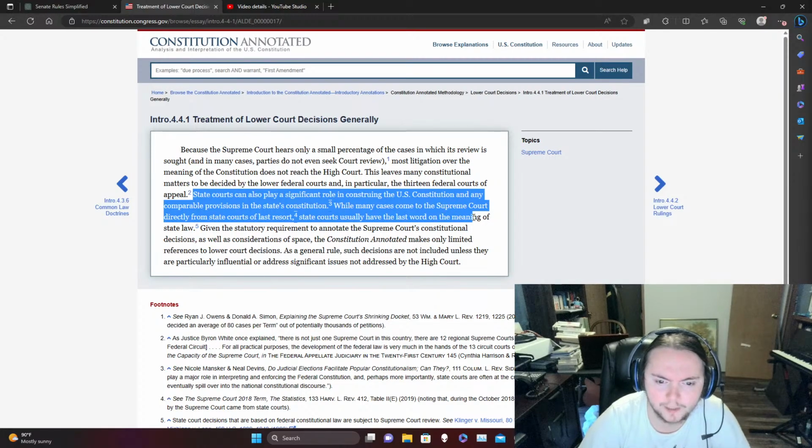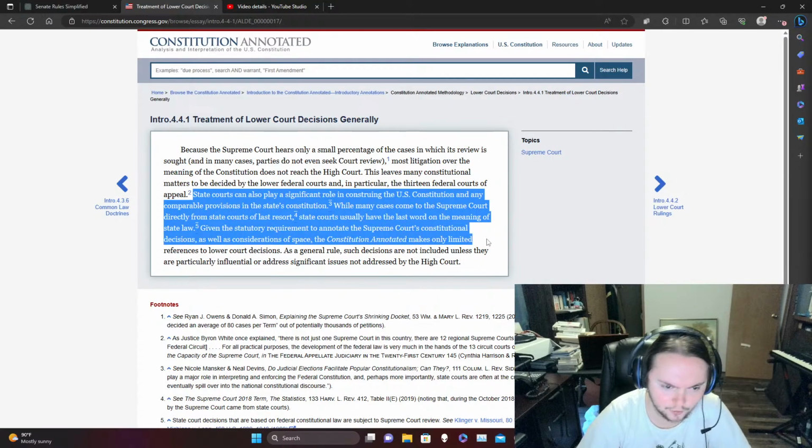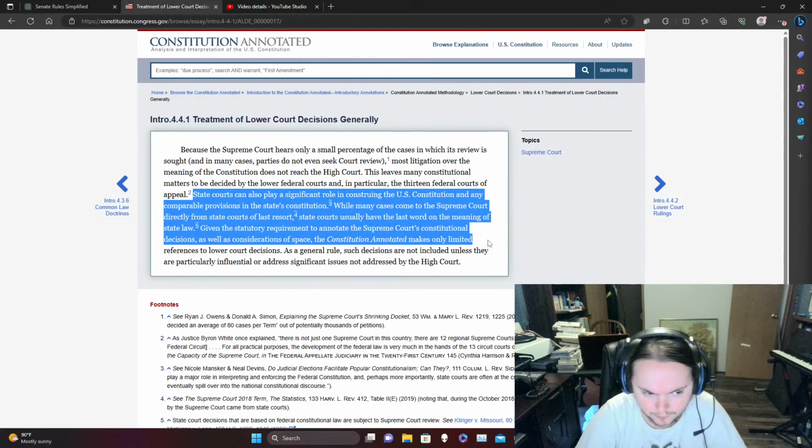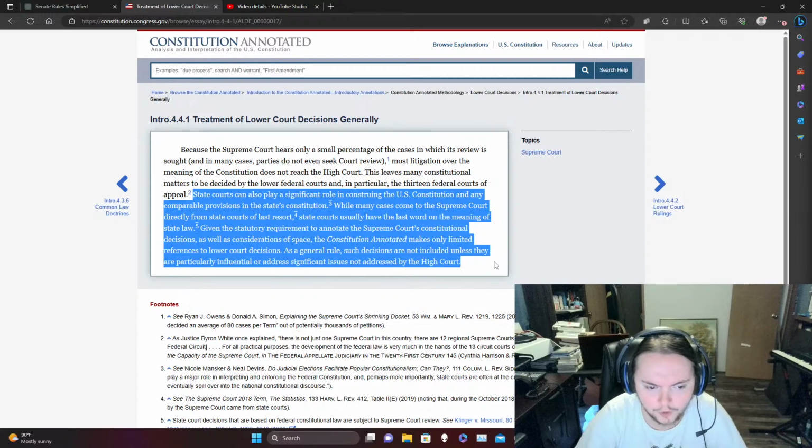State courts usually have the last word on the meaning of state law. Given the statutory requirement to annotate the Supreme Court's constitutional decisions as well as the considerations of space, the Constitution Annotated makes only limited references to lower court decisions as a general rule. Such decisions are not included unless they are particularly influential or address significant issues not addressed by the High Court.